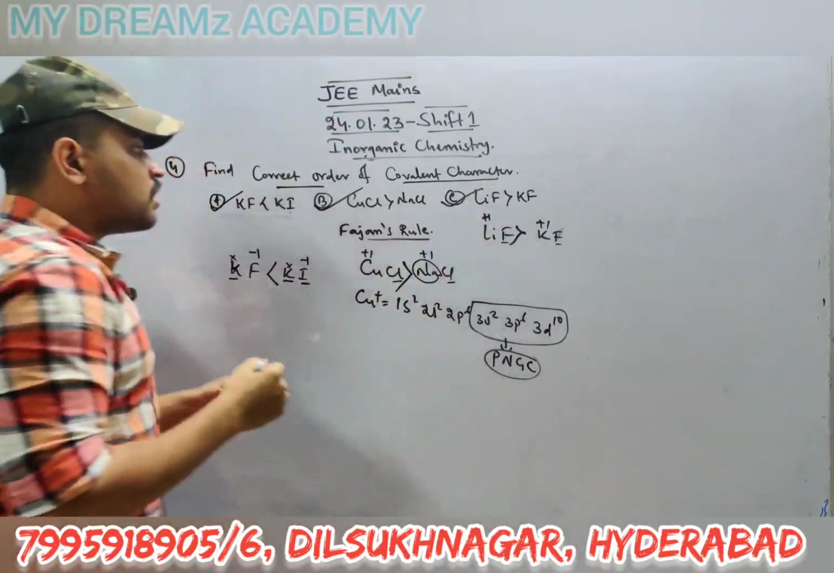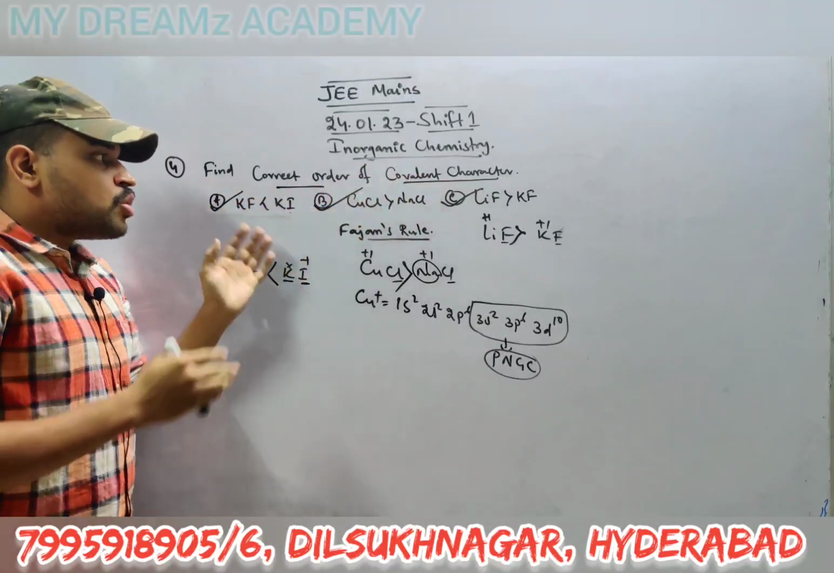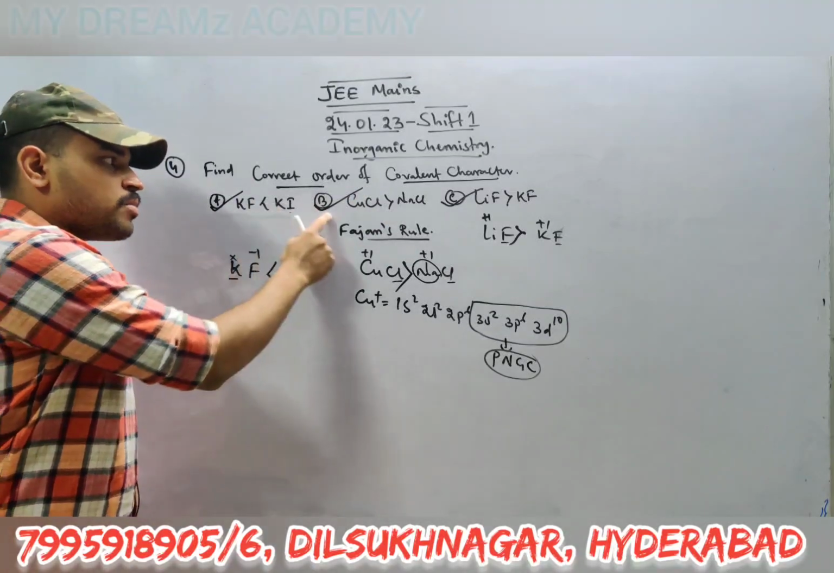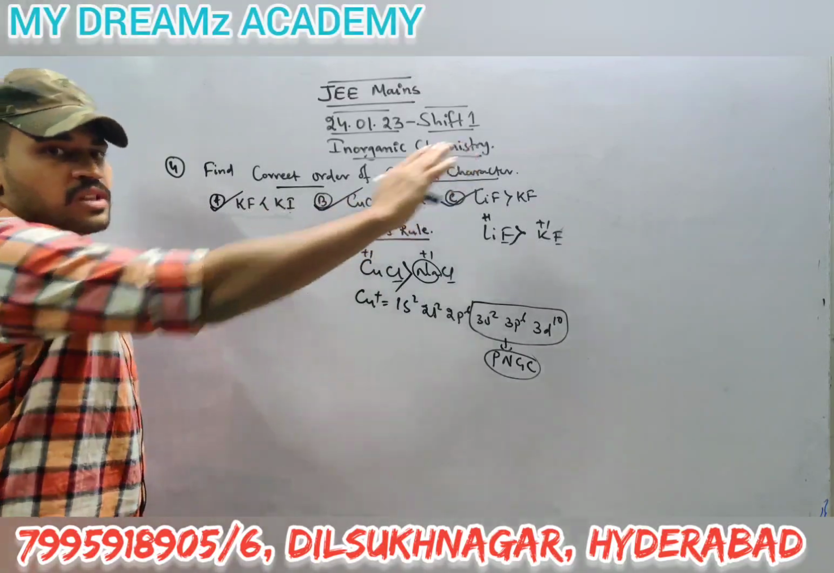So in the fourth question, what you have seen here, the correct order of covalent character, which will show it? If you see A, B, C, all of them are right. So this is the answer, A, B, C is the answer.